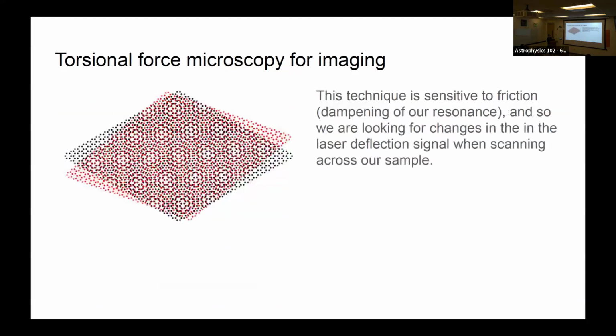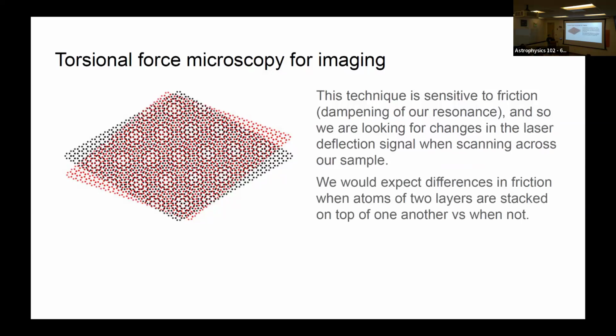The idea is that this technique is very sensitive to friction, so we can look at the dampening or change in the amplitude of our signal as we scan across the sample. In particular, you would expect the different regions where the atoms of the two layers are stacked on top of each other, the so-called AA stacking, to produce a different frictional response than the AB stacking.